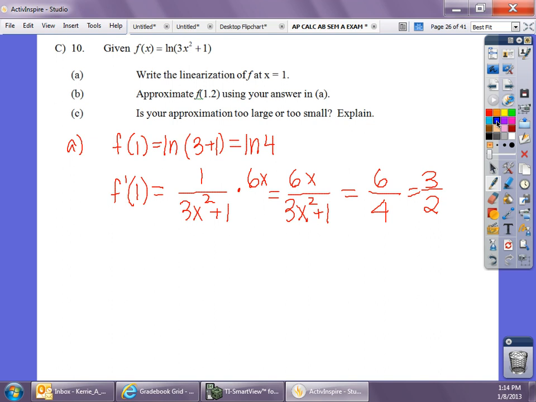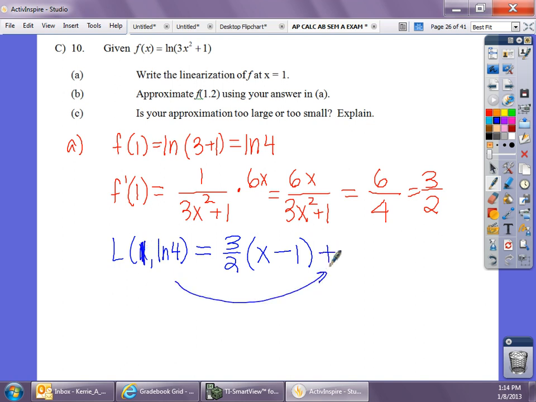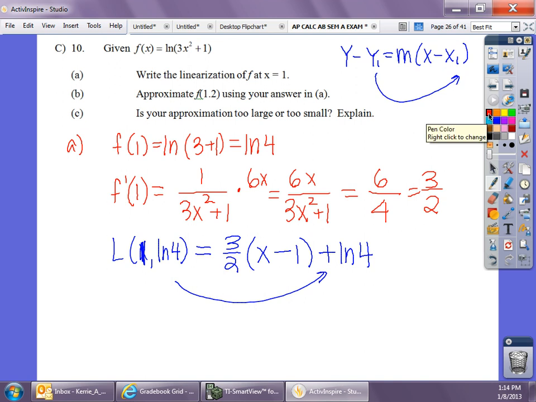So the linearization at (1, ln of 4) would be the slope times x minus x1, and then the y1, I'm moving over to here, so I'm going to add the y value here. Really, what I did was I took y minus y1 equals m times x minus x1, but I moved the y1 to the back of the right side of the equation. So there is my linearization.